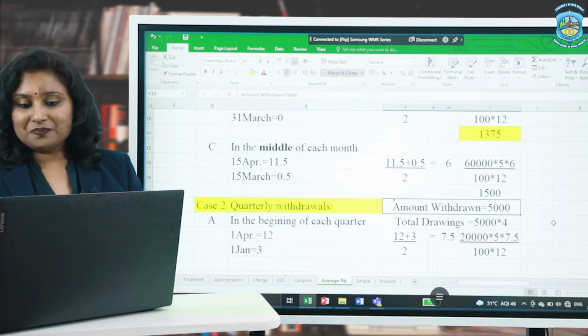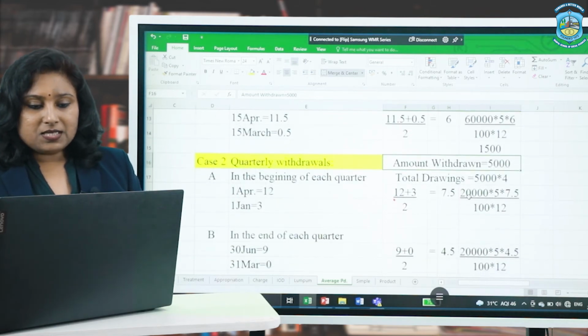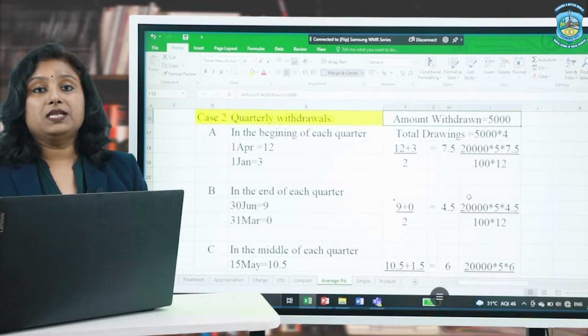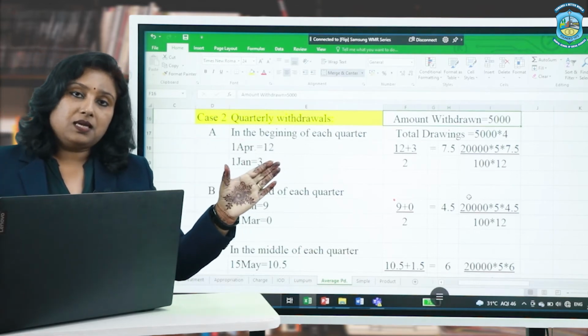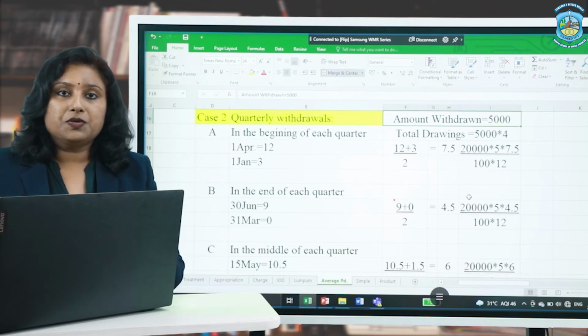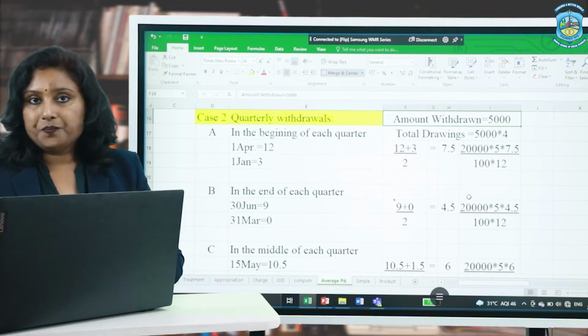It further reduced, right? Now let us look at the quarterly withdrawals. That is, in a span of 3 months, he is withdrawing the amount, the partner is withdrawing the amount 4 times in a year, right?